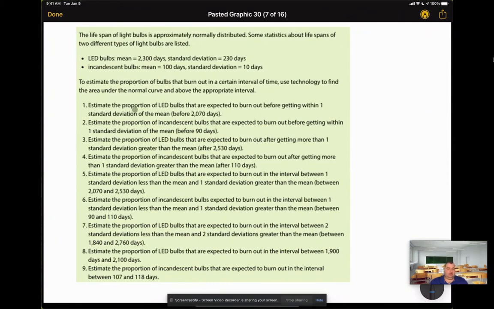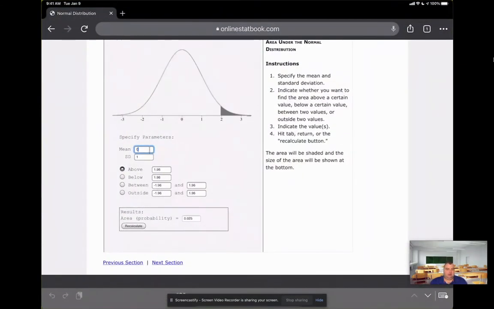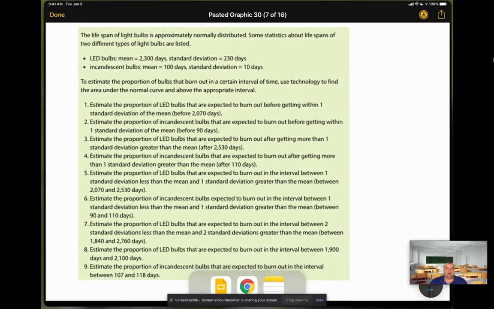So, number one, estimate the proportion of LED bulbs. First of all, proportion is another word for probability or percentage. Estimate the proportion of LED bulbs that are expected to burn out before getting within one standard deviation of the mean, before 2070 days. So to do that, we're going to go to the calculator, okay? And notice the first thing we're going to do is put in the mean and the standard deviation. So for LED bulbs, the mean is 2300 and the standard deviation is 230.